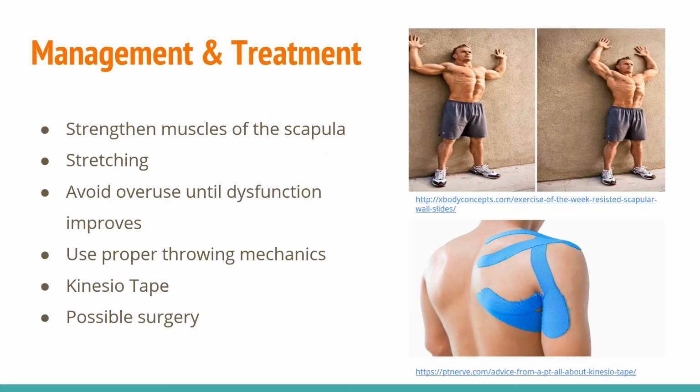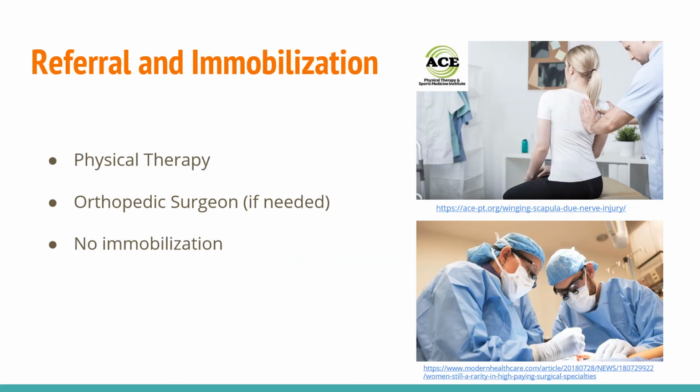To treat and manage scapular dyskinesis, one needs to stretch and strengthen the muscles that surround the scapula, avoid overusing the shoulder until the condition improves, teach and learn proper body mechanics, and use kinesiotaping, muscle re-education, and possibly surgery. Referral and immobilization for scapular dyskinesis includes physical therapy, which I will discuss in my next presentation, rarely an orthopedic surgeon, and often no immobilization.